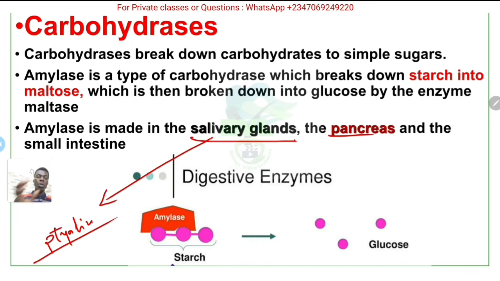All right. So in summary, carbohydrate digestive enzymes are called carbohydrases. The one that works on starch specifically is called amylase. It will break starch into maltose. Then another enzyme called maltase will break down maltose into 2 glucose molecules. You can just rewind the video from what I just showed you, not quite long.